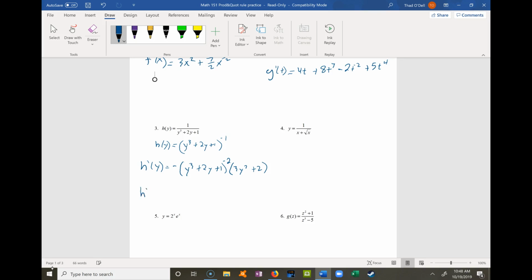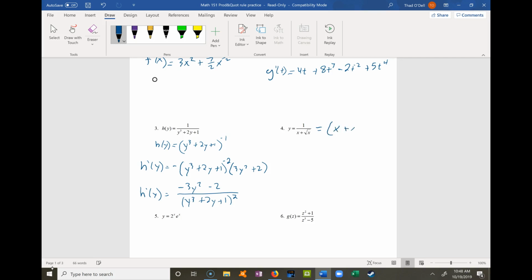So then to simplify that, we really just have to distribute that negative up there. So that would be -3y squared minus 2 on top. On the bottom, I'm going to have y cubed plus 2y plus 1 raised to the 2 power, because that's what the negative exponent tells me. Okay, and this one I'll do in a similar way.